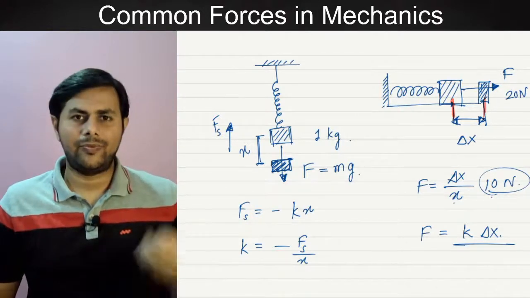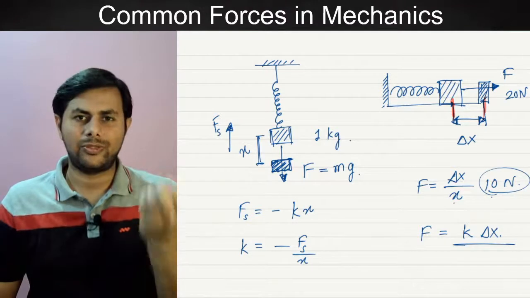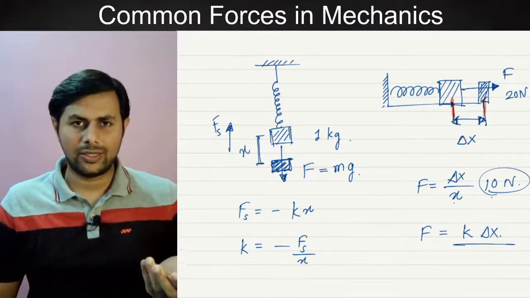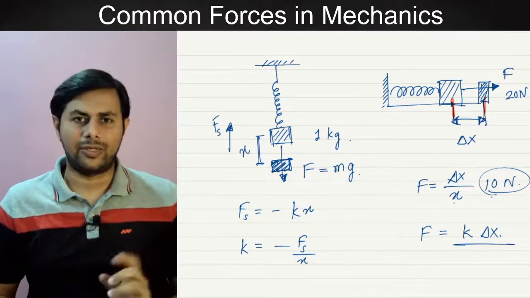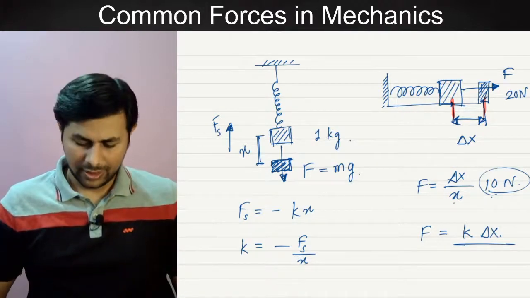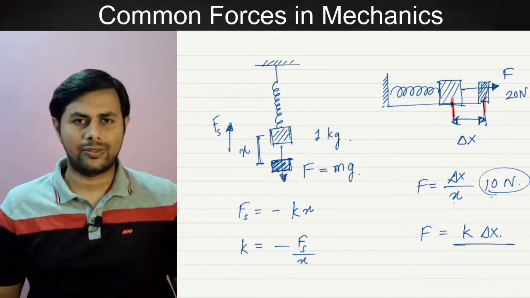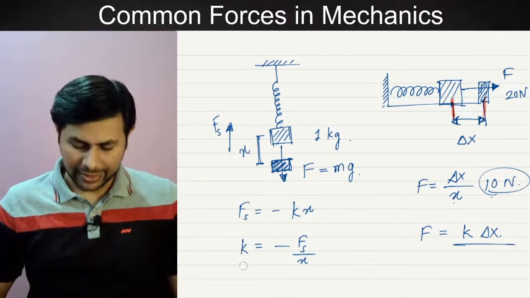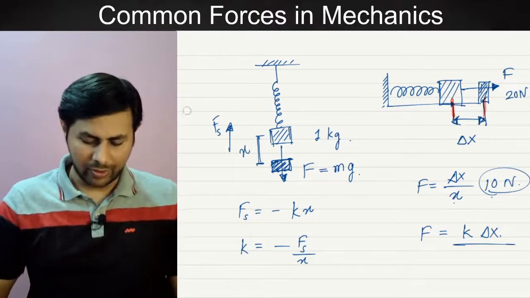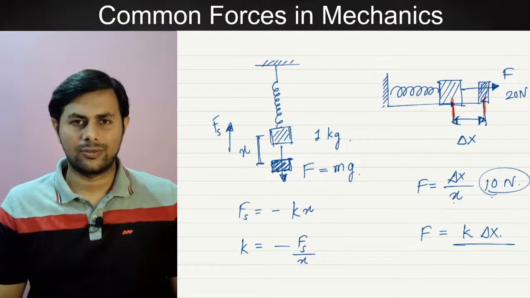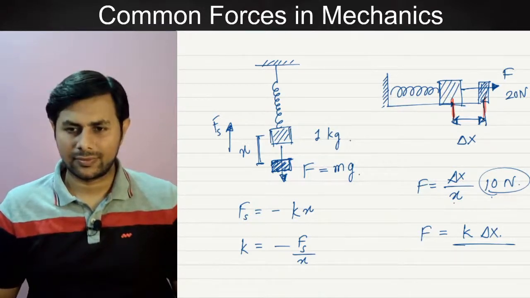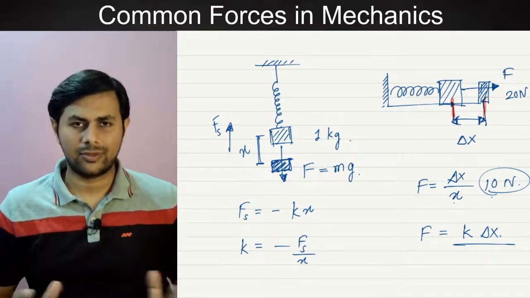If, let's say, the gravitational force is 10 newtons, the spring force will also be equal to 10 newtons, and suppose the displacement is 1. Then how much will k be? It will be 10 divided by 1, okay, 10 newtons per meter. This k has to be calculated from the given problem, from experiments.